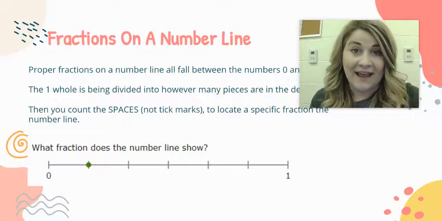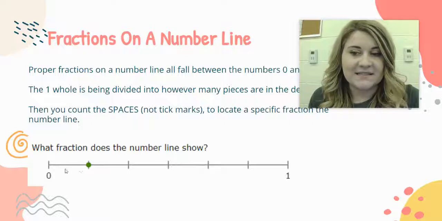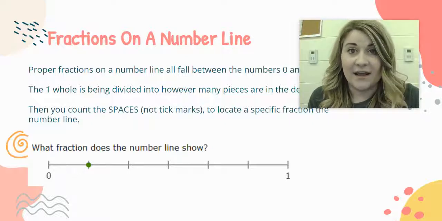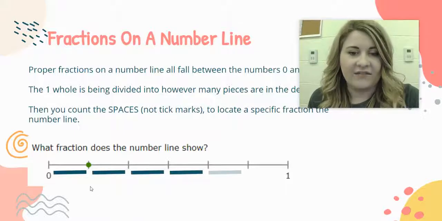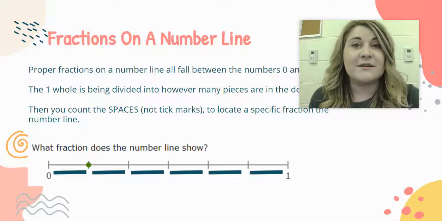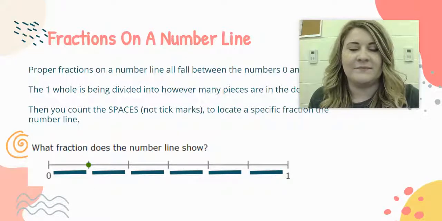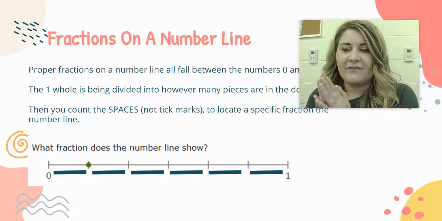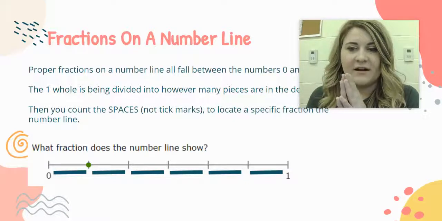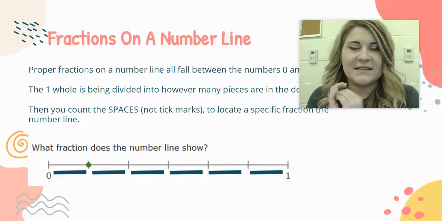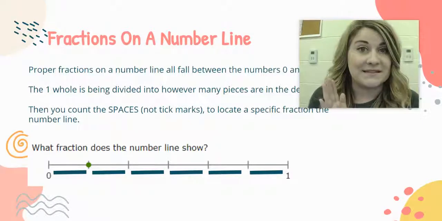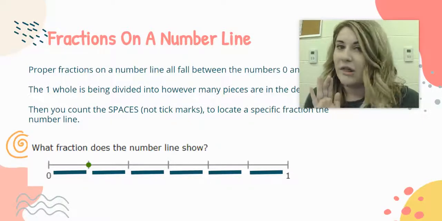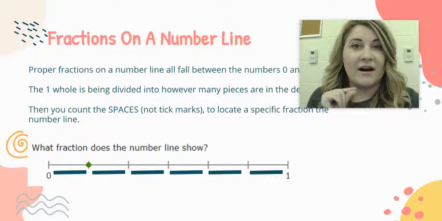Let's go through and count the number of spaces first to get our denominator. Okay? So we have 1, 2, 3, 4, 5, 6. So 6 is going to be my denominator. At every single tick mark, that is going to be my denominator. 6 is going to be the denominator for the whole thing because it's divided into 6 pieces. So the bottom number for all of our fractions on this number line are 6.